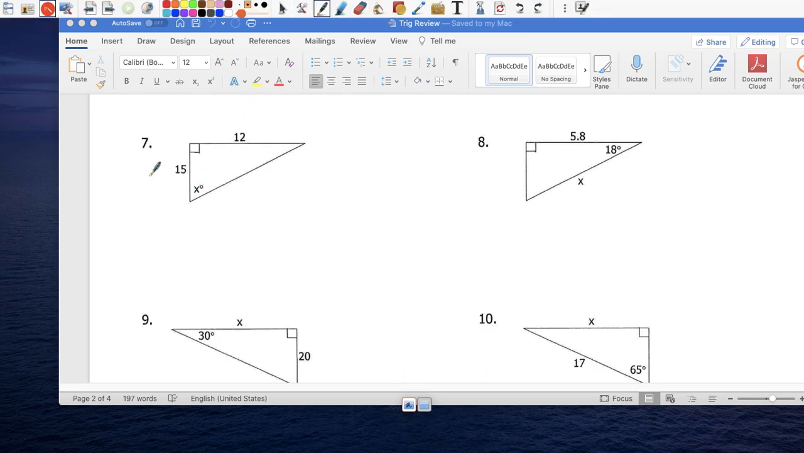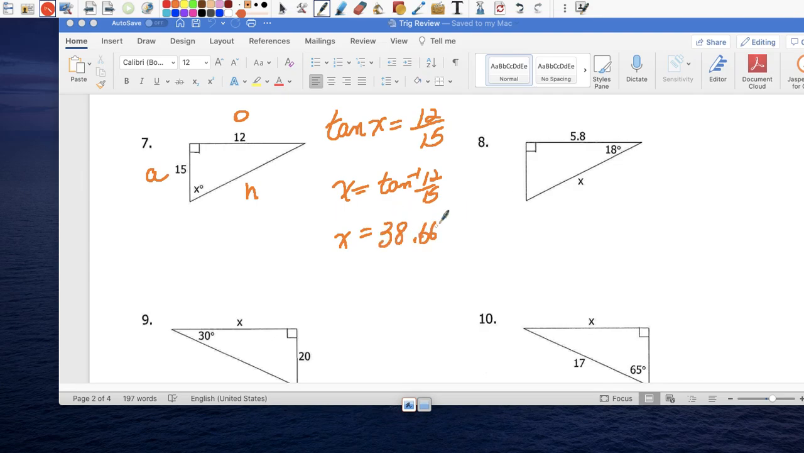From angle x, this would be the adjacent, this would be the opposite, and this is the hypotenuse. So again, we want to use tan. Tangent of x, we want to find an angle. 12 over 15, because it's opposite over adjacent, so x equals inverse tan of 12 over 15. Let's see what that angle is. Enter, and that angle is 38.66.